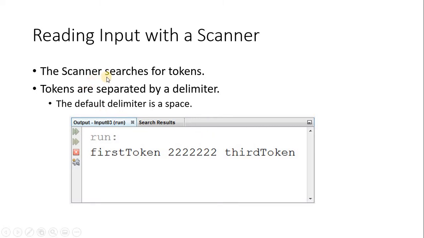The Scanner searches for tokens, which are separated by delimiters. The default delimiter is a space. One space is given, this is one token; space, another token; space, another token. So space by default is one delimiter. If a space is given, it is considered a separate input, and the next is another separate input. If you want to give one whole line of input, we have to use nextLine. There is a method called nextLine, so the full line will be obtained. Otherwise, each part will be considered a separate input.